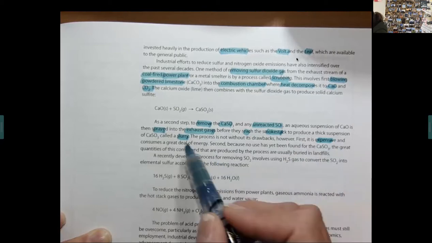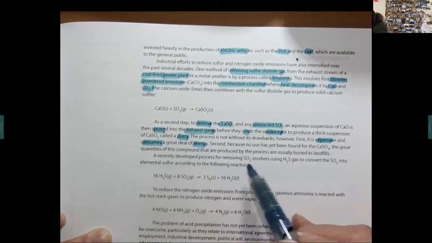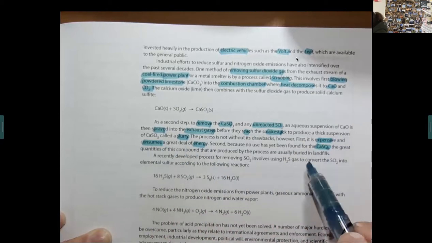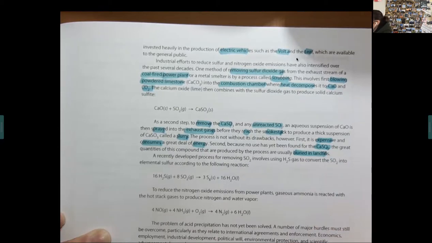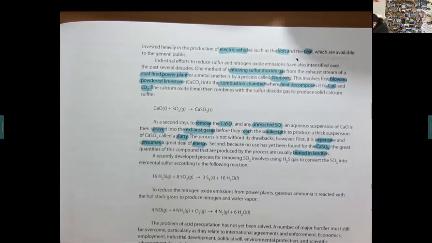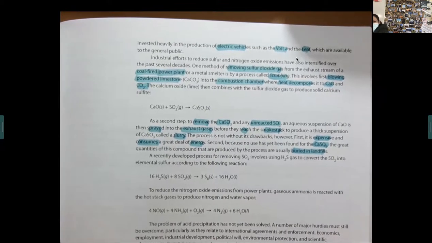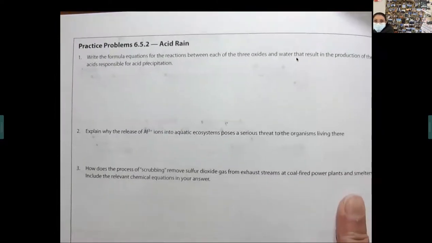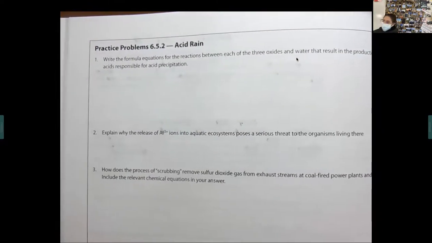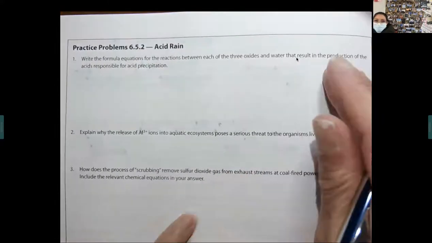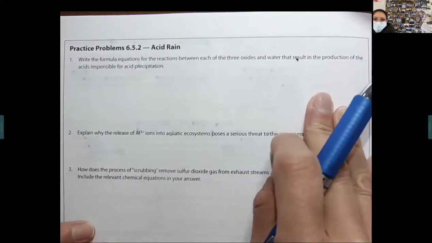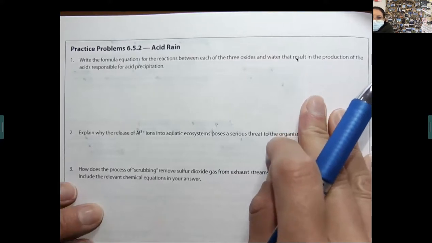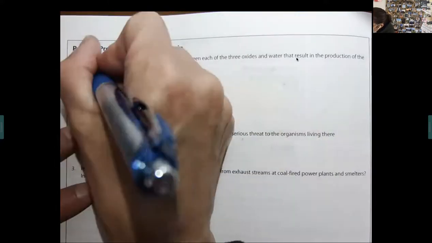Kind of an expensive process, consumes kind of a lot of energy, but they can bury that calcium sulfite in landfills rather than having it all go into the atmosphere. If you take a look at page 438, where it says acid rain, here it says, write the formula equations for the reactions between each of the three oxides and water that result in the production of the acids responsible for acid rain.